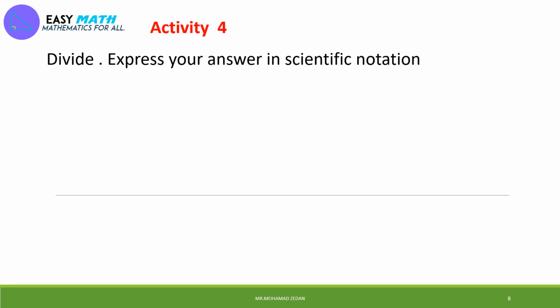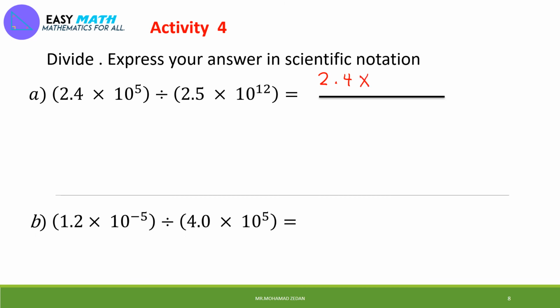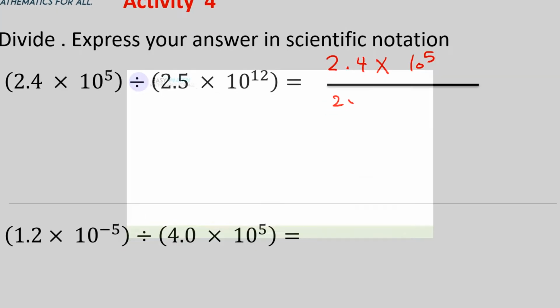Okay, activity number 4. Divide, and express your answer in scientific notation. When you divide, it's better to write the division vertically, like 2.4 times 10 to the 5 over 2.5.